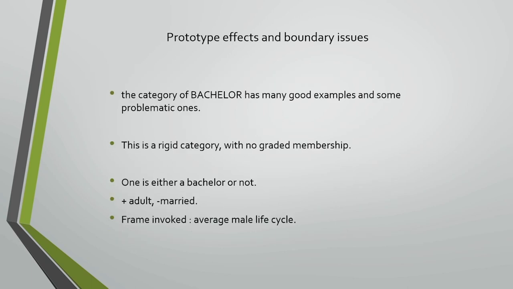Similarly, another domain is the prototype effects and the boundary issues. So, the category of bachelor. I am using all the textbook examples. This is also a very well known example while discussing frame, the category bachelor. Now, on the surface this appears to be a very unproblematic category. A bachelor is a plus adult, minus marriage male, typically who has crossed a particular age.